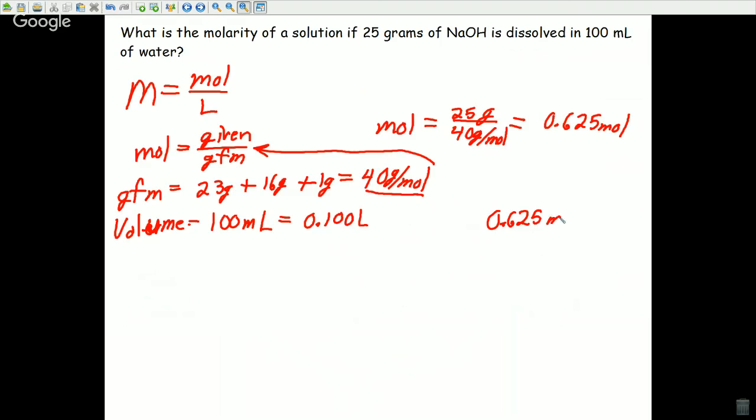So 0.625 moles divided by 0.1 liters gives me a concentration of 6.25 molar solution.